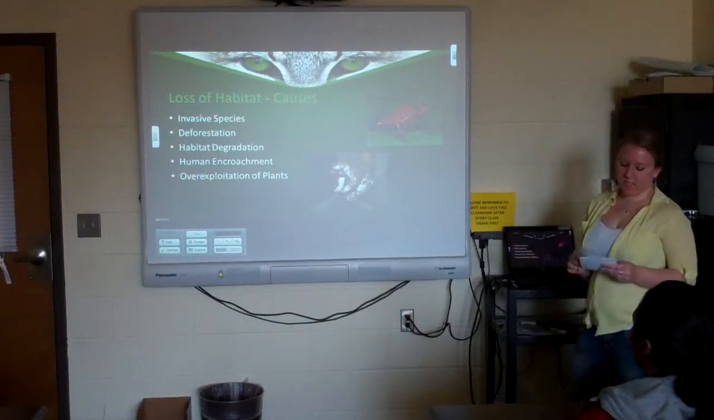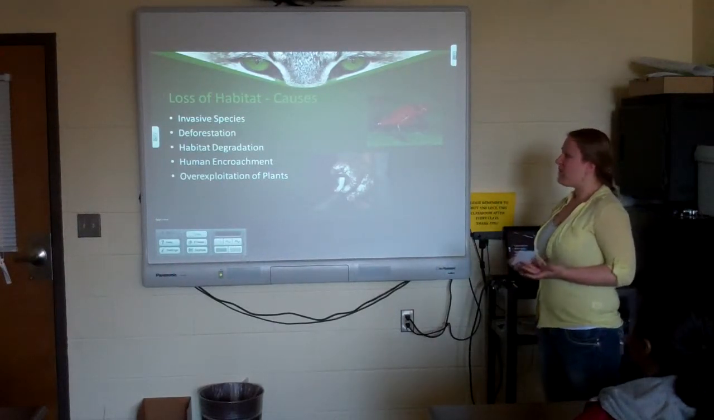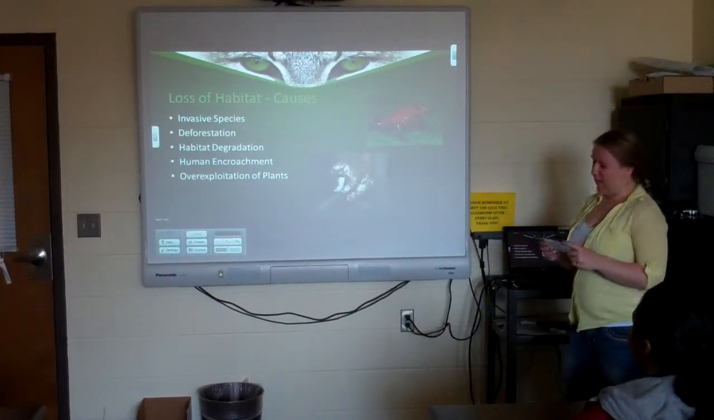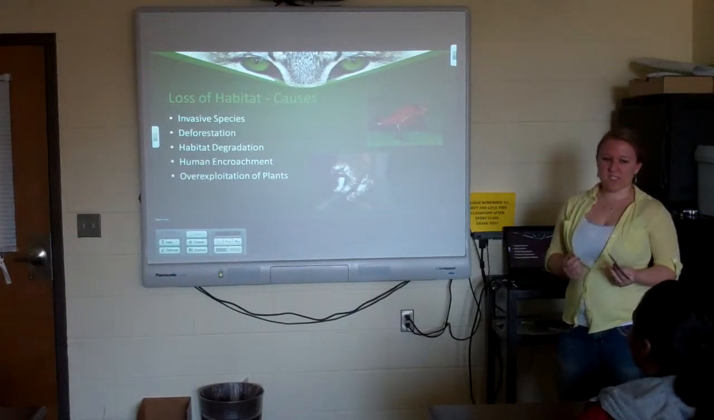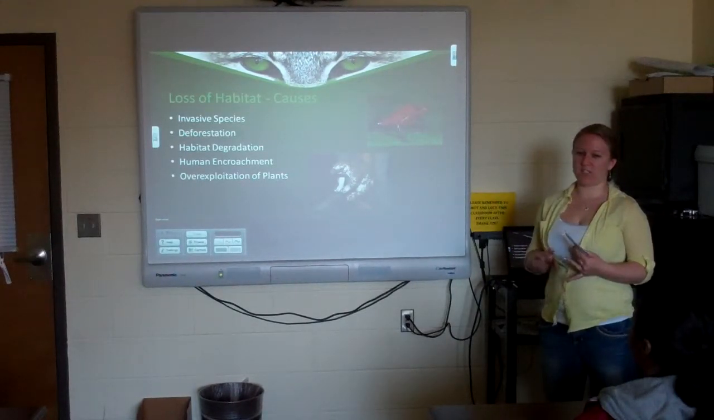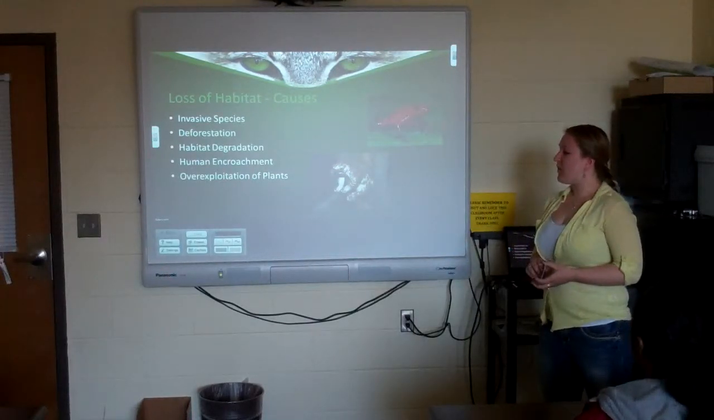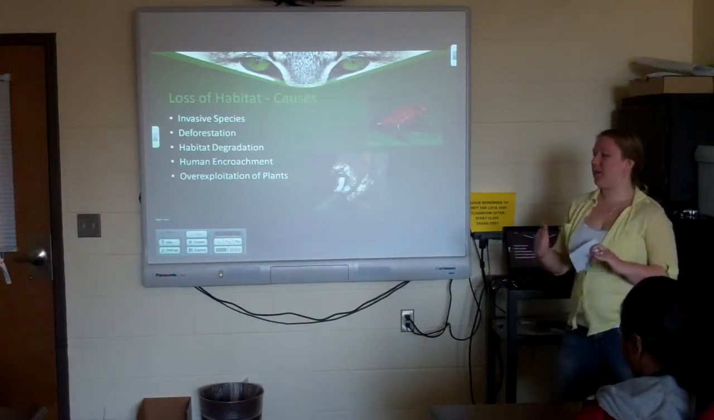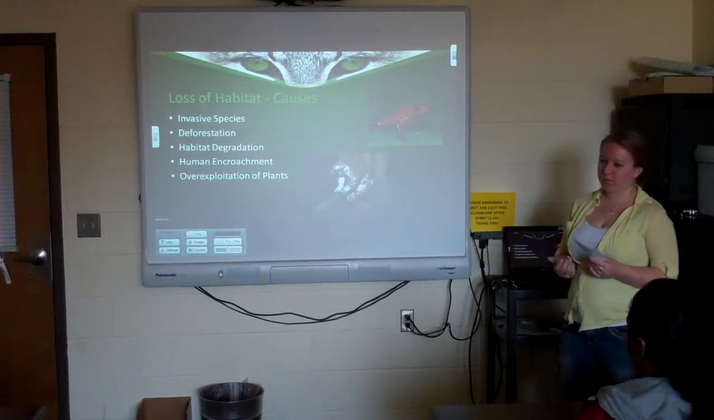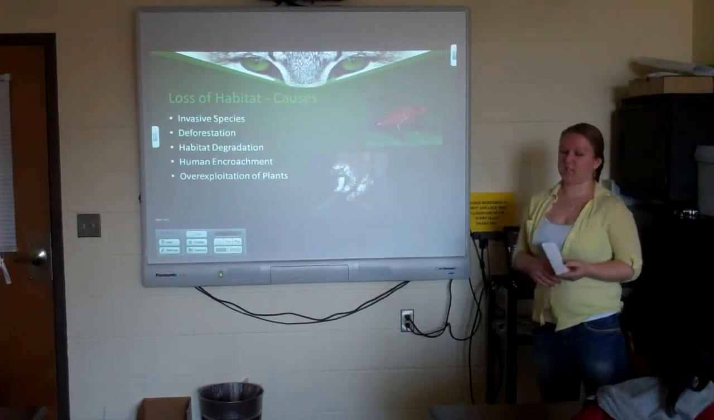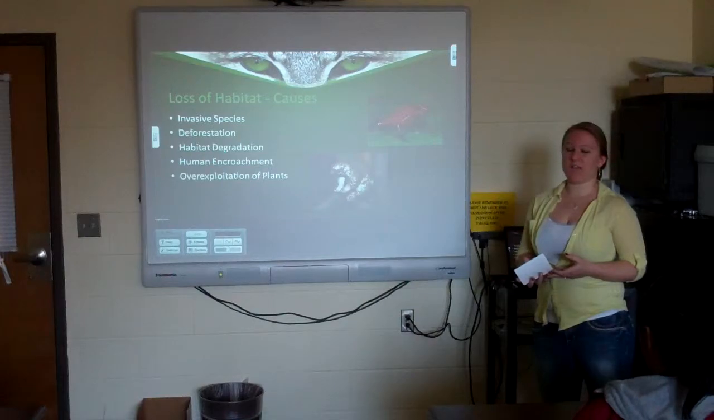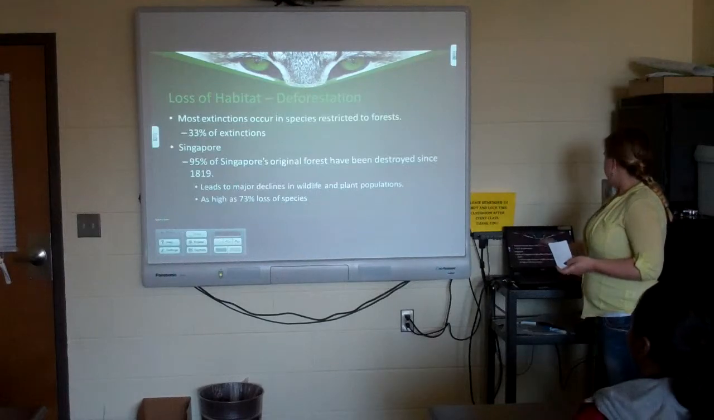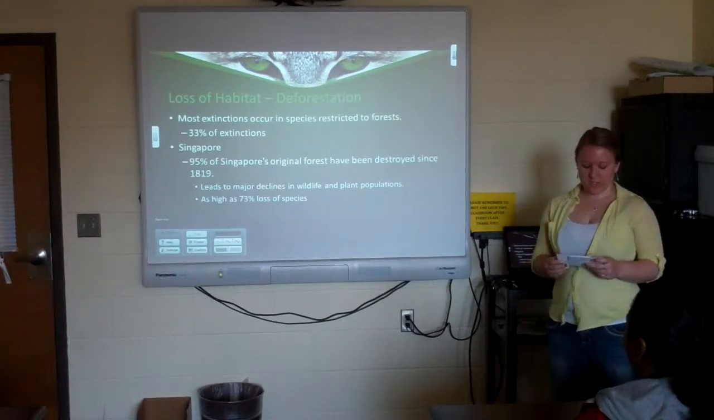So a loss of habitat can be anything that either destroys or jeopardizes the habitat of a specific species, and those can include things such as invasive species, deforestation, habitat degradation, human encroachment, and overexploitation of plants. Now, habitat degradation can actually be broken up into further subgroups containing things like chemical spills, fires, natural disasters, and actually in some raptor species, they're having issues with the wind turbines right now as they keep running into them. So we're going to focus on deforestation for a few minutes.